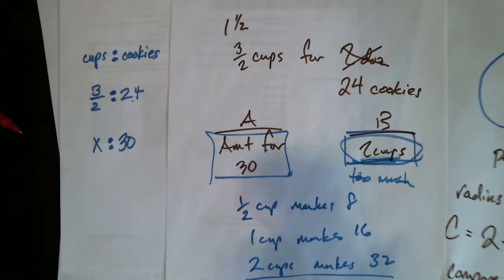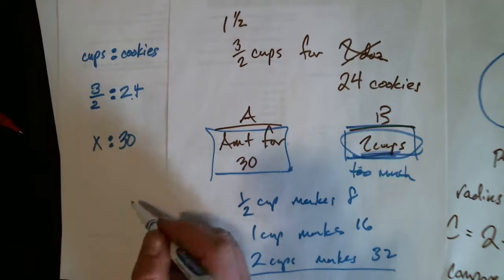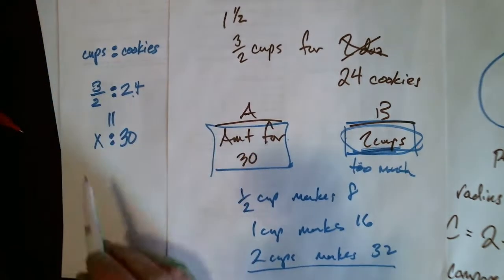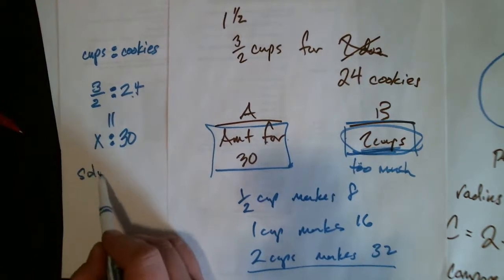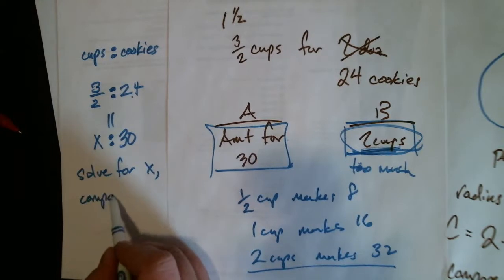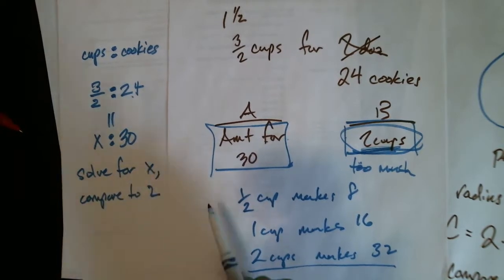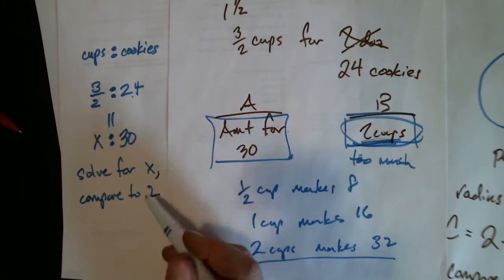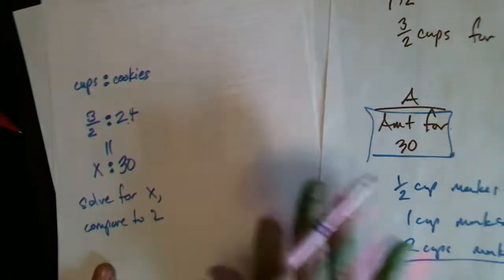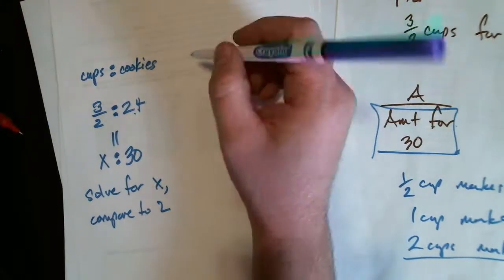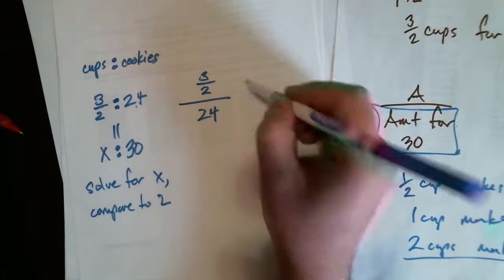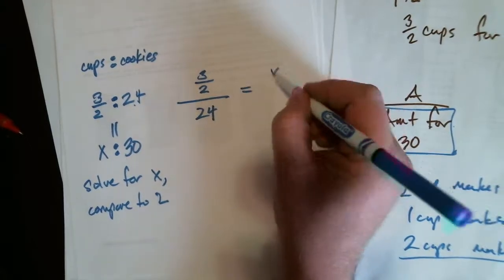Okay? These two ratios have to be equal. And we essentially want to solve for x and then compare it to 2. And the way you're going to solve for x, probably the easiest way, is to just do fractions. Like 3/2 divided by 24 equals x over 30.